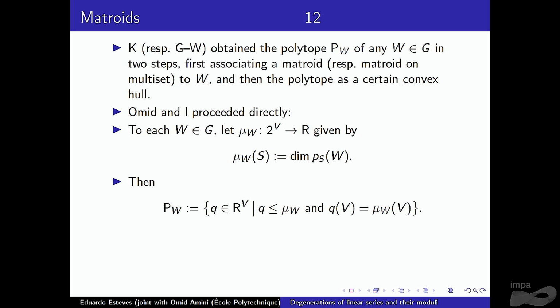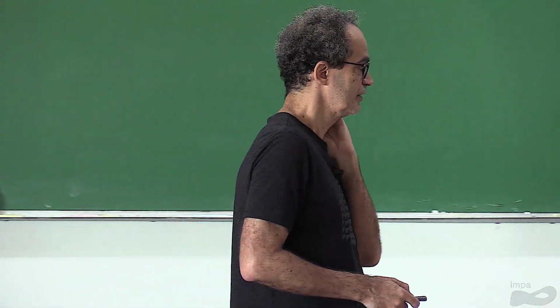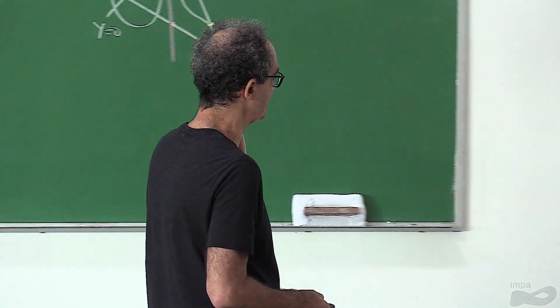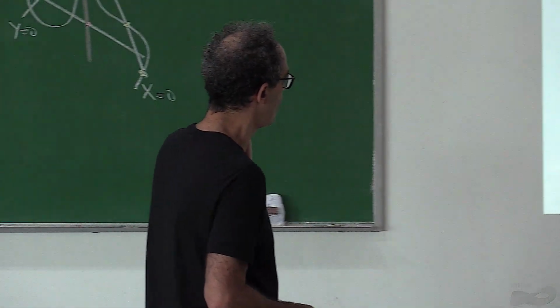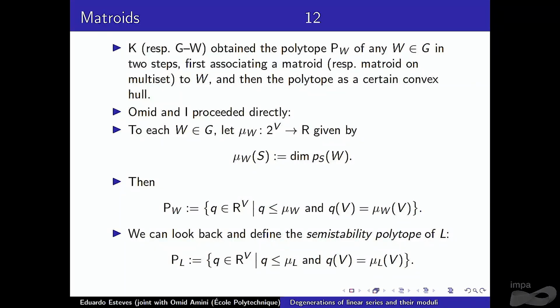Right? So this polytope sits in a hyperplane given by Q(V) equal to r plus 1. So it's similar to the conditions that we use to define stability. And that's why I insisted on having that function mu for L, for a torsion-free sheaf. And we can look back now and define another polytope, this time associated with our sheaf, which is the set of Qs such that L is Q semi-stable.